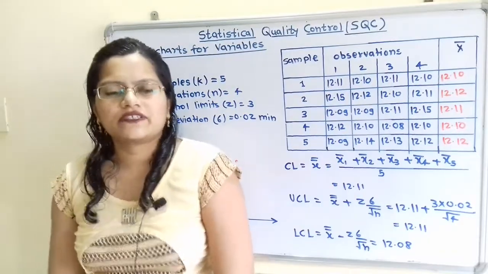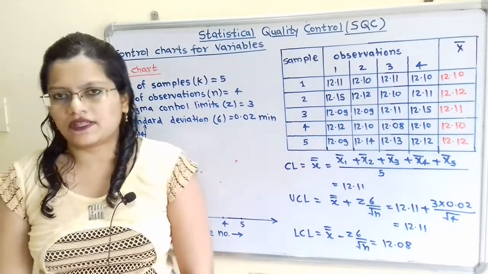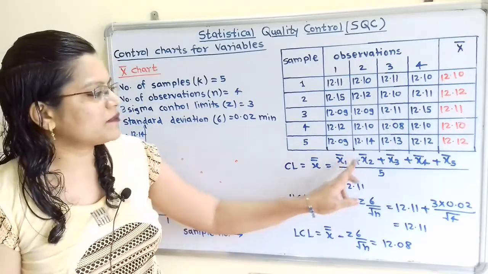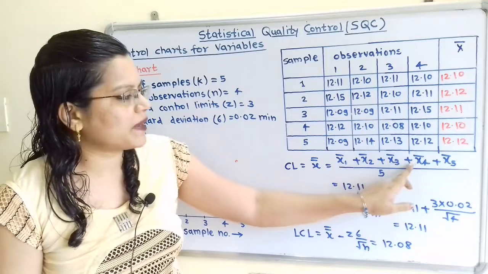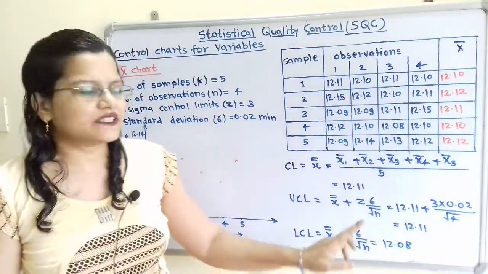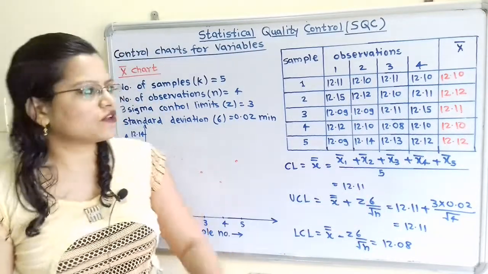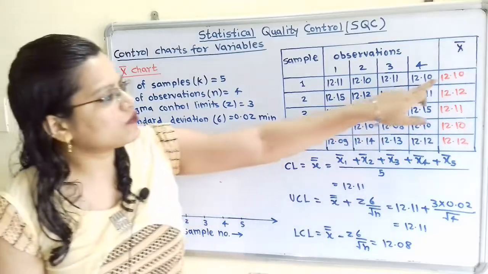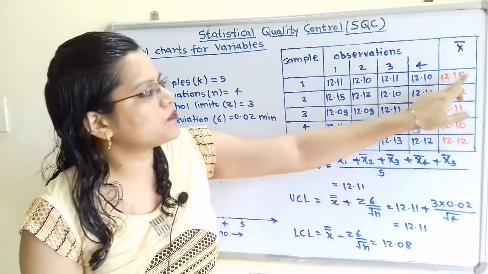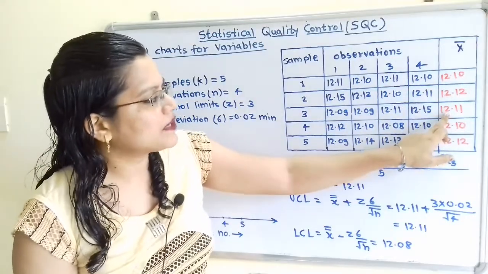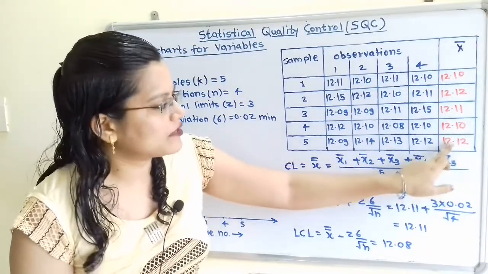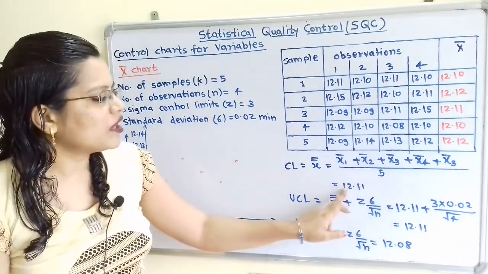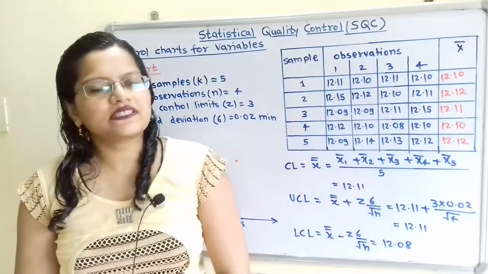We will calculate the value for x double bar, that is for the center line CL, and the formula is x1 bar plus x2 bar plus x3 bar plus x4 bar plus x5 bar divided by 5, because the total number of samples is equal to 5. So we have to consider these values, that is 12.10 plus 12.12 plus 12.11 plus 12.10 plus 12.12 divided by 5, which is equal to 12.11. So this is the center line.